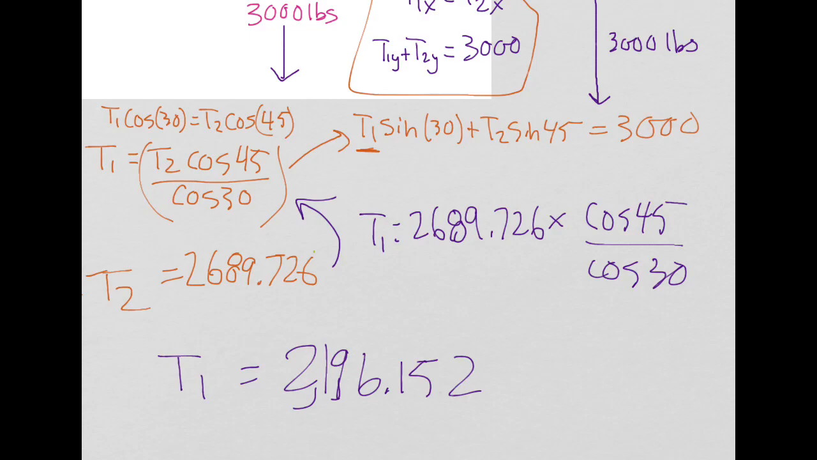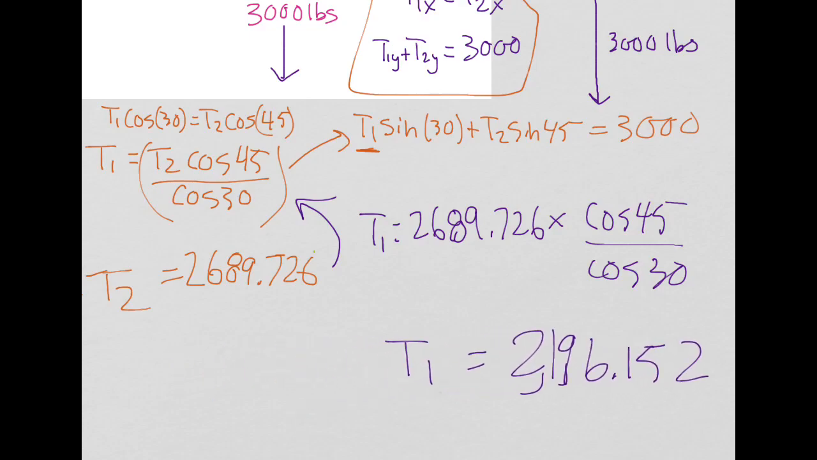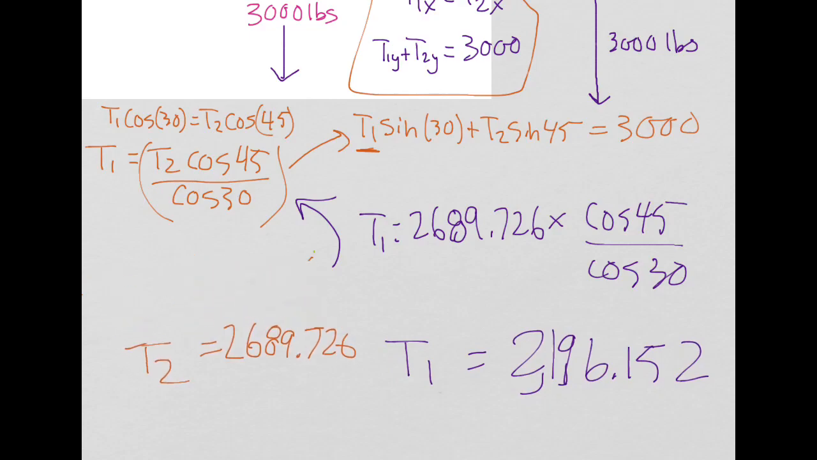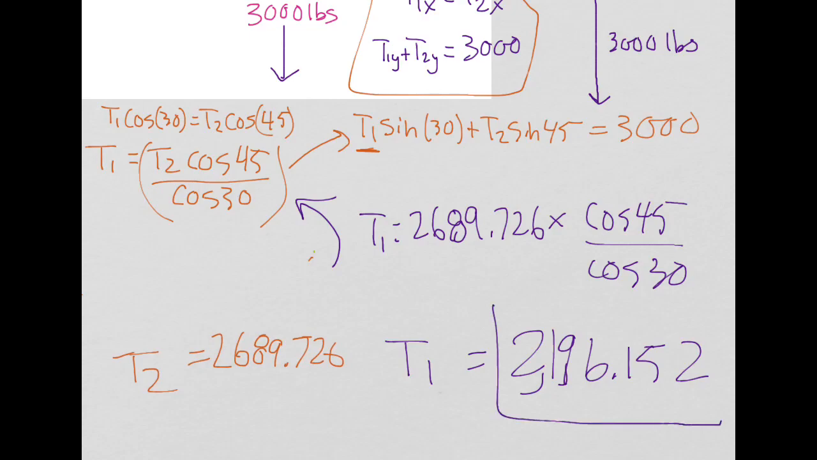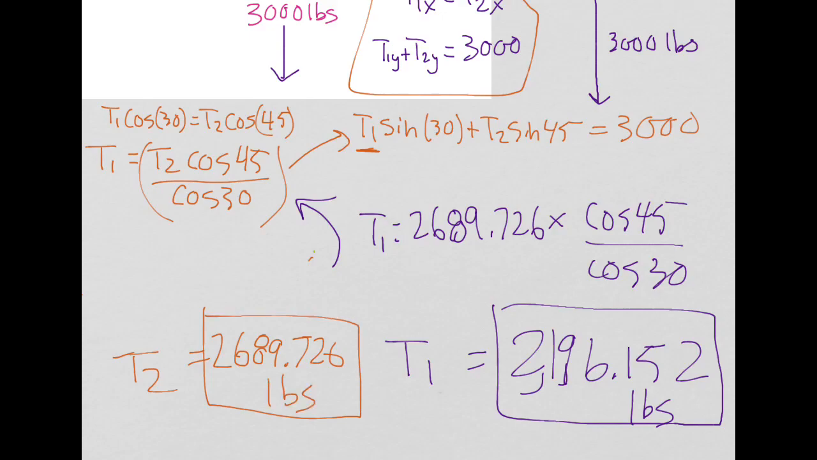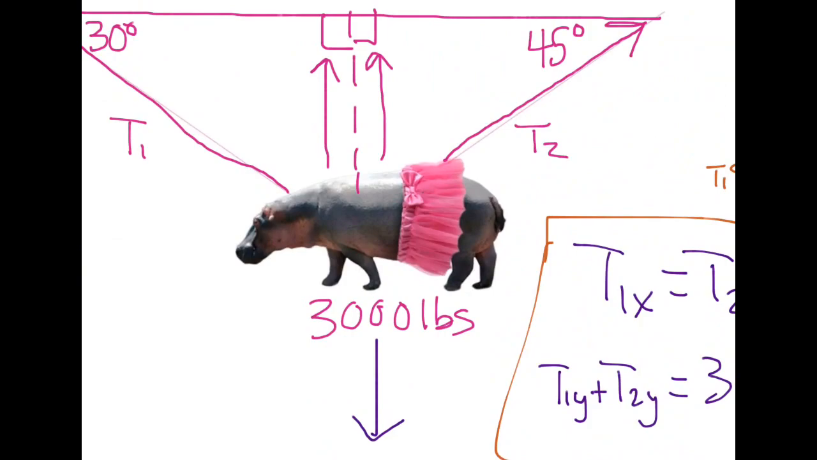So we have done it. We have completed the problem. We found the two forces we were looking for. We found the two tensions, I should say, that we were looking for. The tension in cable 1 is 2,196.152 pounds, and the tension in cable 2 is 2,689.726 pounds. And we are done with the Hippo problem.